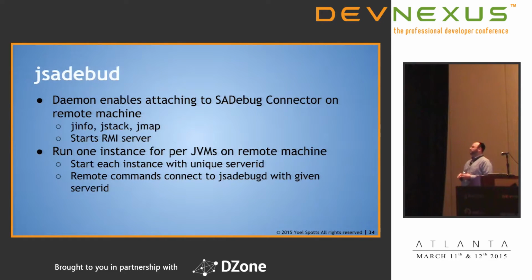Now you run one instance per JVM, and it'll utilize RMI, and you start each instance, best practice, started with the server ID, which is actually an RMI artifact. And if we have time, when we go through the demo, I'll show you that as well.